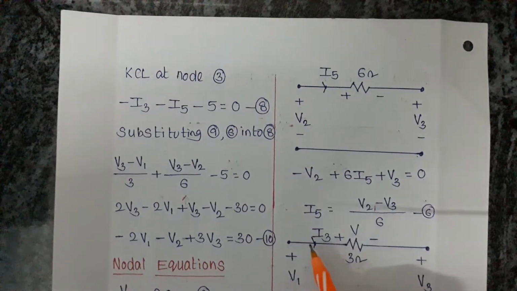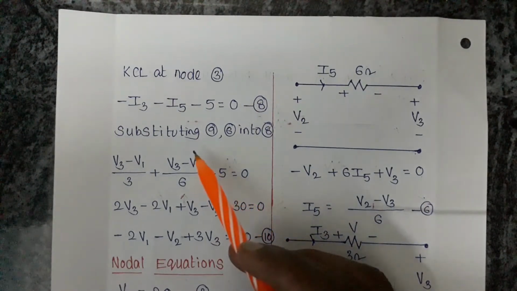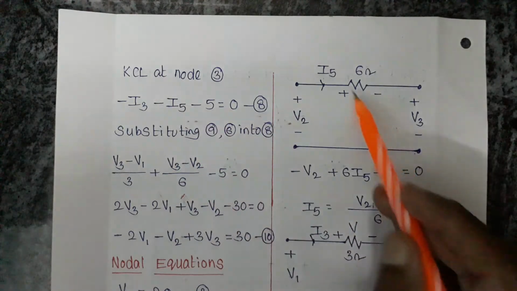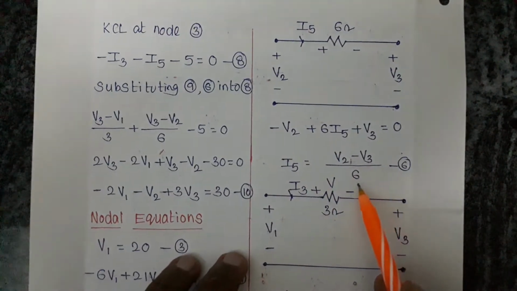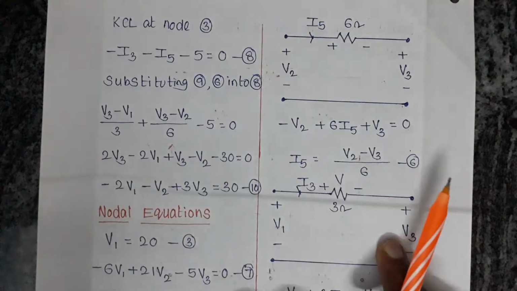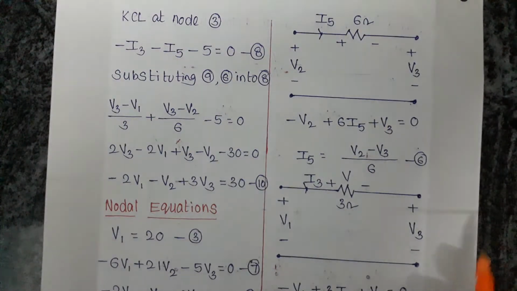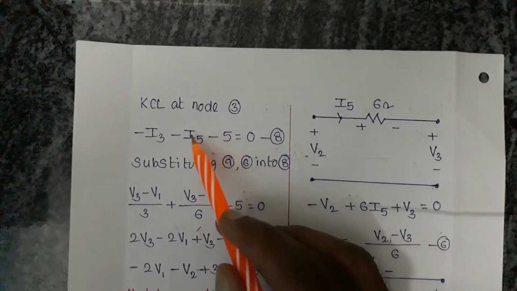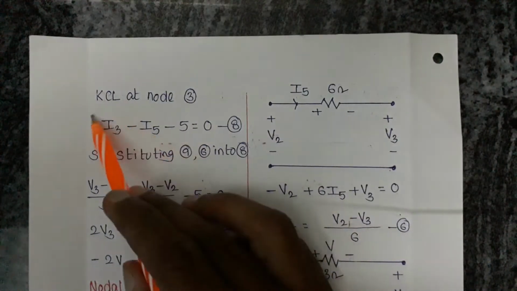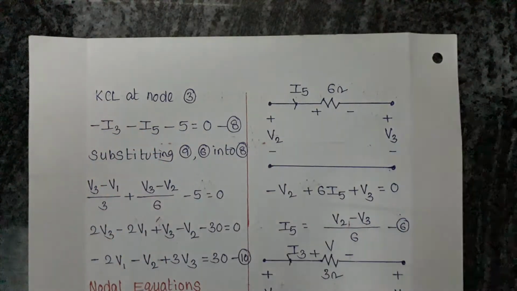Already we solved for I5 here: I5 equals (V2 minus V3) by 6, the current I5 as a function of voltages. Now we have to solve for I3. In this equation we already got I5 as a function of node voltages. Now we have to get I3 as a function of node voltages.